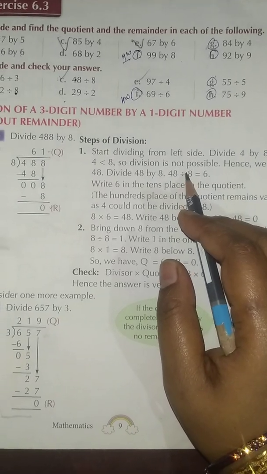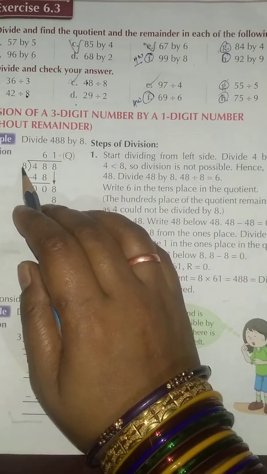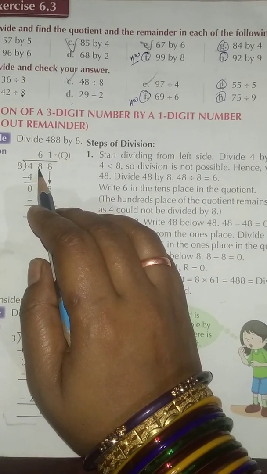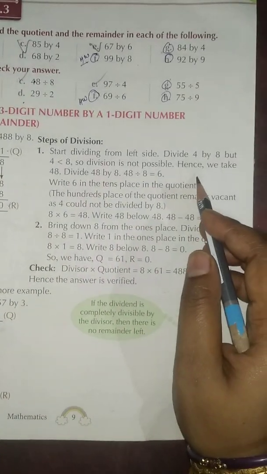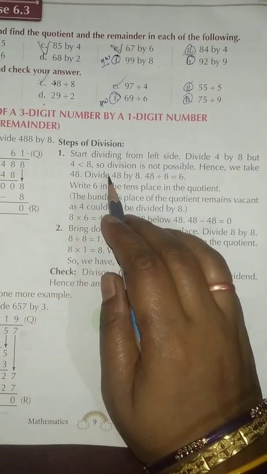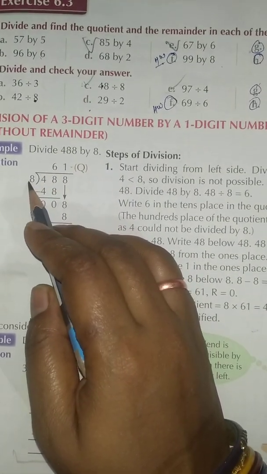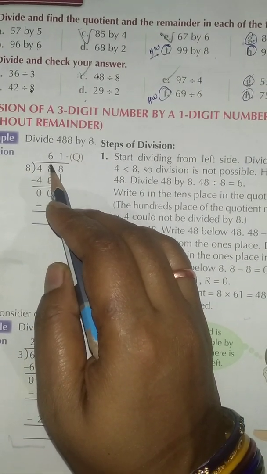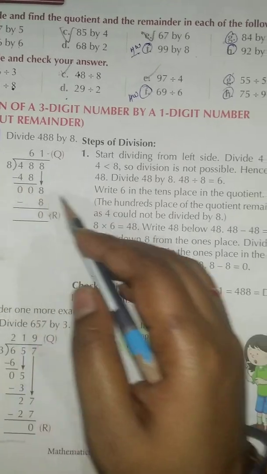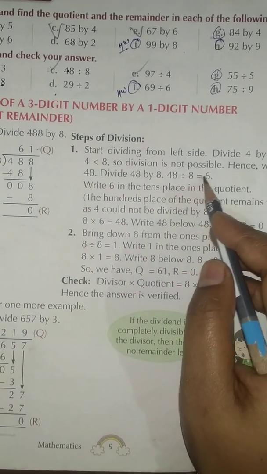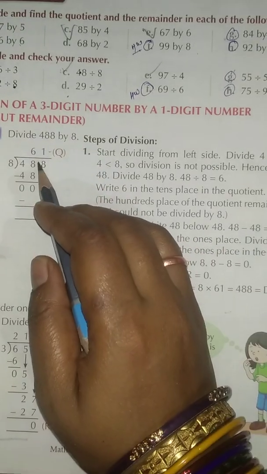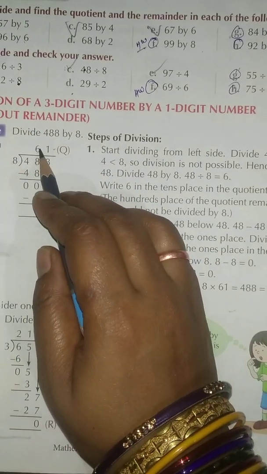In the previous class I also told you, if the first digit is less than the divisor, we have to take 2 digits. So hence we take 48. Divide 48 by 8. As 4 is smaller than 8, we have to take 48. Now we have to divide 48 by 8. So 48 divided by 8 is equal to 6.